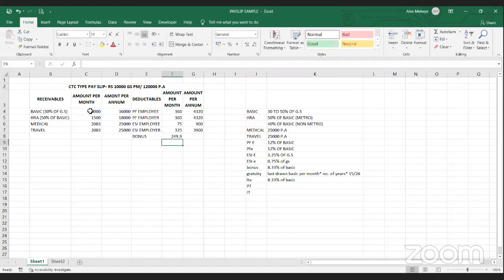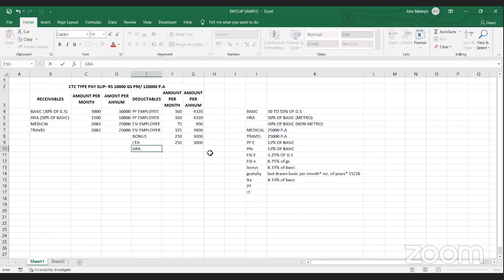Okay, so it is 249. If you want, you can round it off also. So 250 is equal to this. You can still round it off as this, or you can put it as 3,000 also, no worries. Then you have LTA. So LTA is also the same percentage, correct? It is again the same 8.33%, which is again 250 and 3,000. So bonus and LTA are the same.